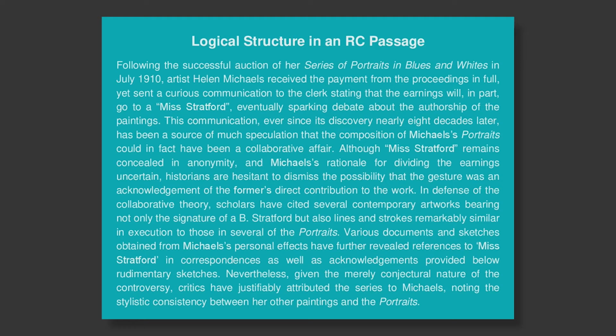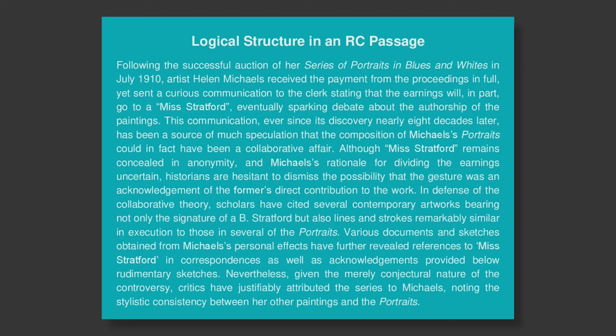All right, let's just pause and make sure we've understood what's happening over here, right? Let's just get an idea of the scenario. So what we see is that there is an artist, Helen Michaels, and she has received payment for the sale of her series of portraits in blues and whites. We can understand that this is probably a series of paintings, right? Because we have over here authorship of paintings. So Helen Michaels is an artist who has painted this series and that has been sold. Now, what else do we know? She's received payment for the proceedings of the auction in full. She's received all the money.